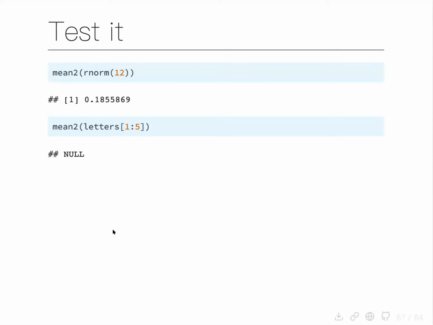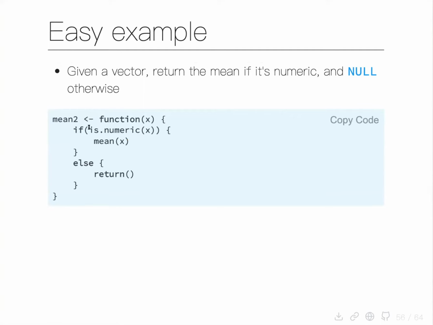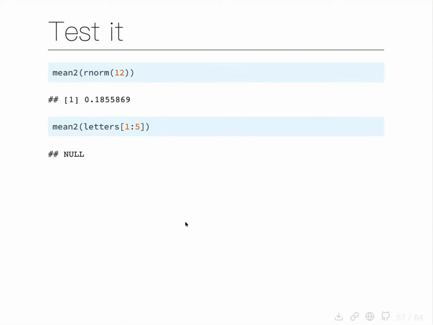Okay, so now we can test it out. We say mean2 on rnorm(12), and we get some mean, right? And then I say mean2 on letters[1:5], and I get NULL. Because letters 1 through 5 is just A, B, C, D, E, and so that's not numeric, so it skips over this part because this is false. So it skips that, and then it goes to this else, which is just return. Does that make sense?